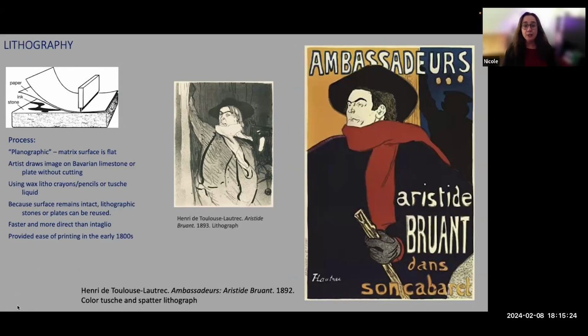Unlike relief and intaglio processes, the print process of lithography requires no cutting into the matrix. So the term for this is planographic. The matrix surface is flat. There's no carving in it. There's no relief in it, okay? It is a faster and more flexible process than the others we have discussed. This is a process where the artist draws on Bavarian limestone or plate without cutting. They use lithographic crayons or pencils, which are a waxy kind of pencil, or also something that is called tusche, or liquid tusche.